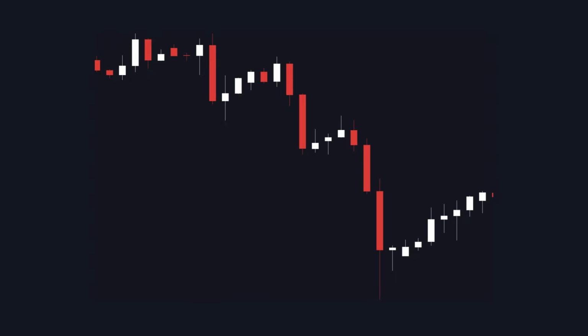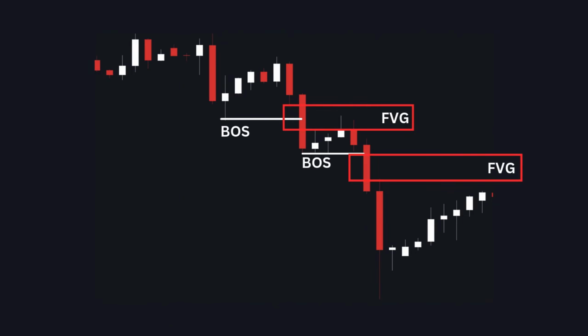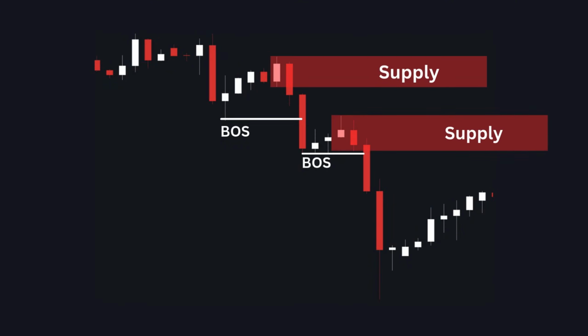Same concept applies for the bearish scenario. We first identify the fair value gaps and break of structures. Then we can mark our supply zone like this. It can be the last candle of that wave which created the fair value gap and mainly the break of structure, or it can be multiple candles in that zone. Because we treat supply and demand levels as areas, not a specific price.